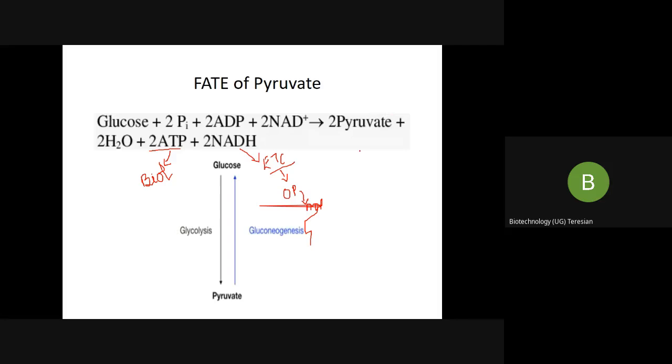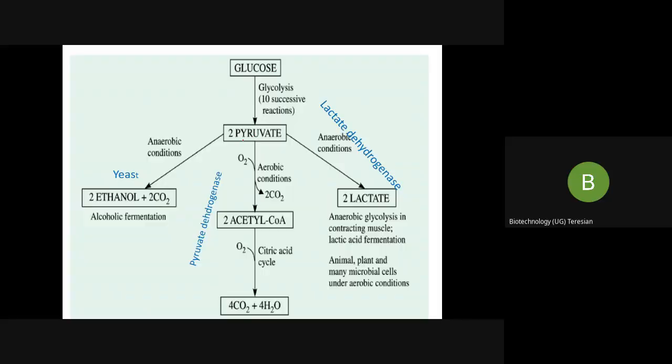So what about your pyruvate? What happens to it? That is what we are going to see today. So pyruvate is the end product of glycolysis. If you look into this chart, you can see that glucose is converted to two molecules of pyruvate. Why two molecules of pyruvate?